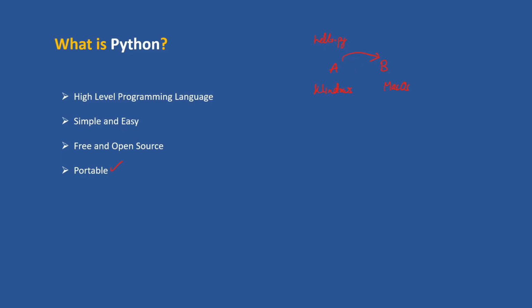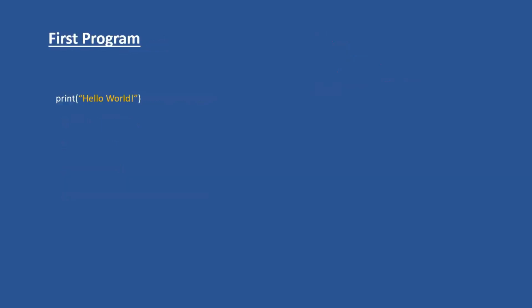And who developed this? This was developed by Guido van Rossum, and as you know, there was a Monty Python's comedy show. Based on that only, he gave this name Python to this particular language that he built. So it was developed by him. That's all about the introduction part, the outline of Python.